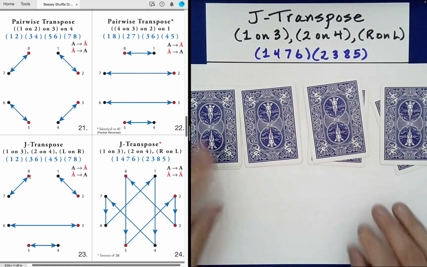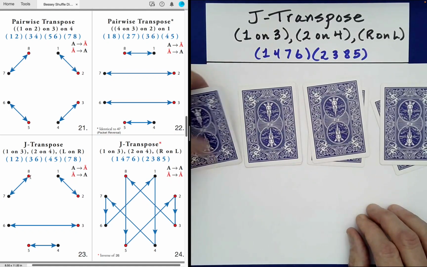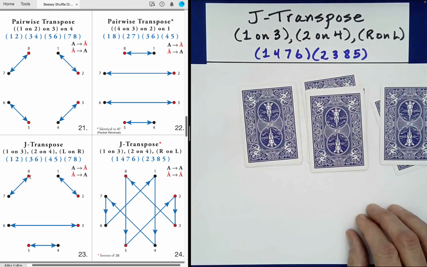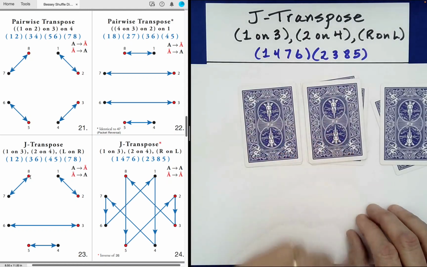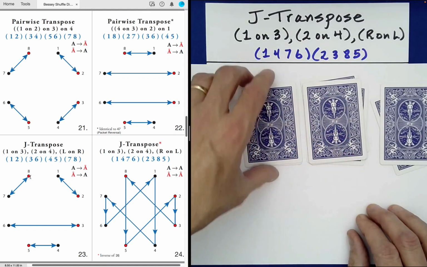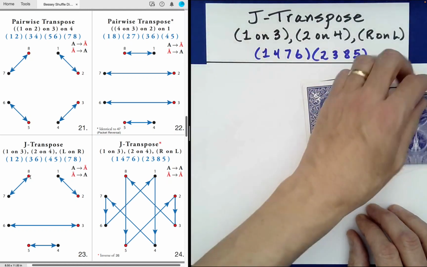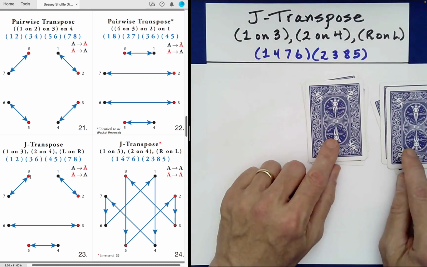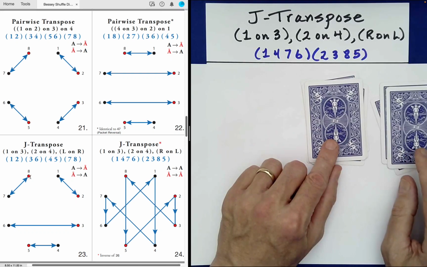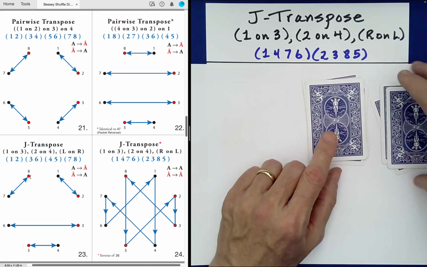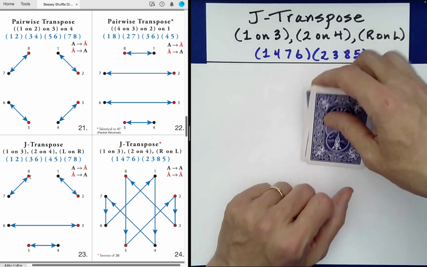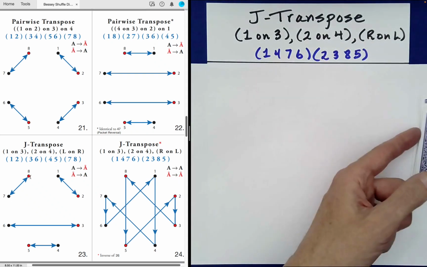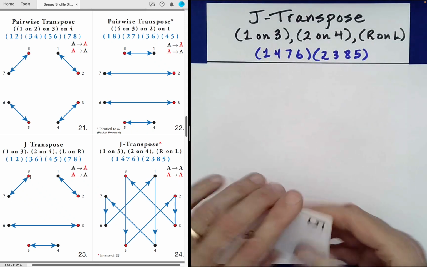Now, the stacking is going to be pile 1 on top of pile 3. We can think of that as kind of a leapfrog stacking. Pile 2 on top of pile 4, also a leapfrog action. But this time, in contrast to shuffle 23, the previous shuffle, we're going to stack the right pile on top of the left. So what is the new ordering that results from that?